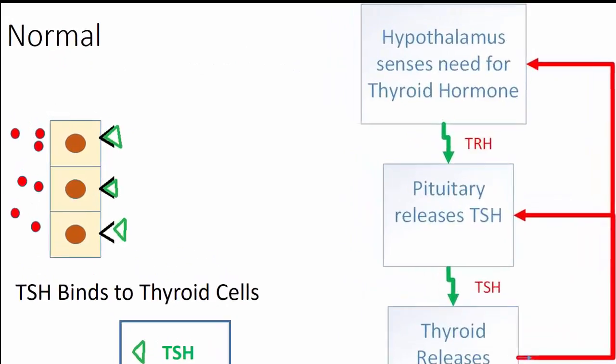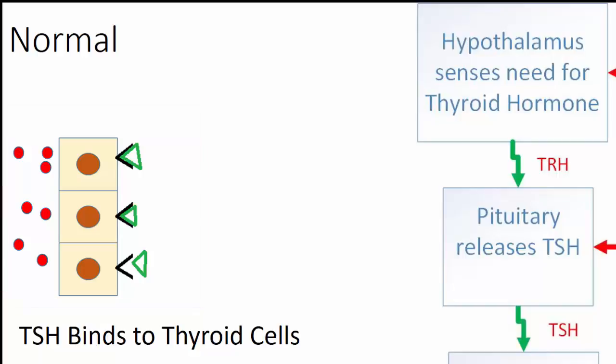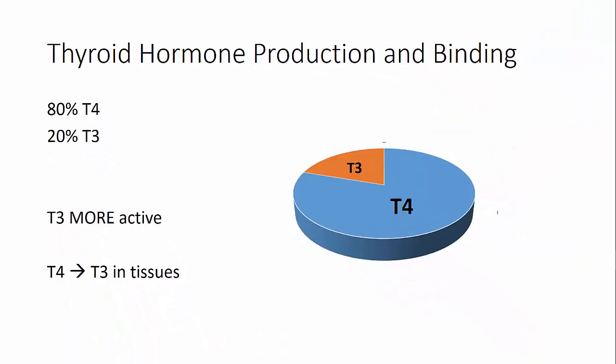So the way this works is that TSH binds to thyroid cells, and the receptors, when they're occupied, trigger the formation and release of thyroid hormone, T3 and T4. Now, most of the hormone produced is T4, about 80%, and about 20% is T3. T3 is more biologically active, and in many tissues, T4 is converted to T3.